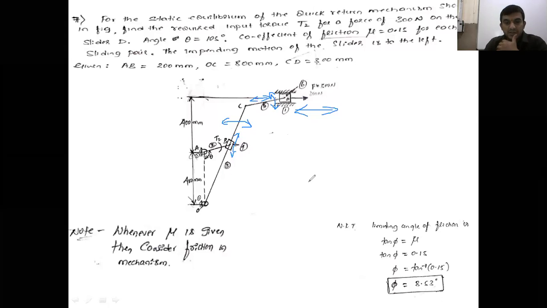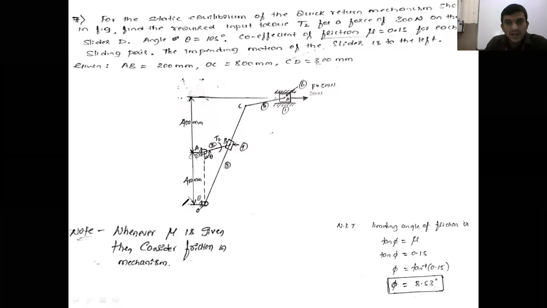Now first, whenever a problem is given with a sketch of the mechanism, remember the steps. What are the steps? 6 steps are there. First one is identify the type of mechanism. Here what type of mechanism is given? It is a quick return motion mechanism. Next, the second step: draw a space diagram for the mechanism by taking a suitable scale, right?